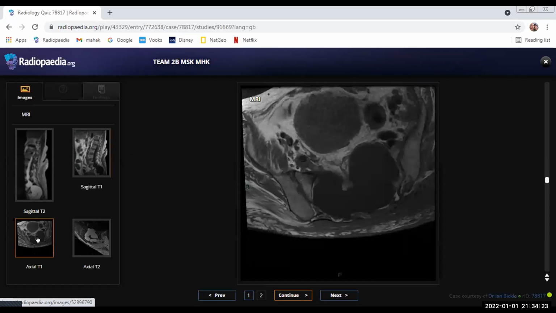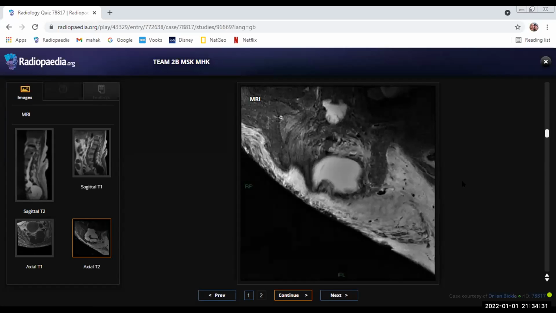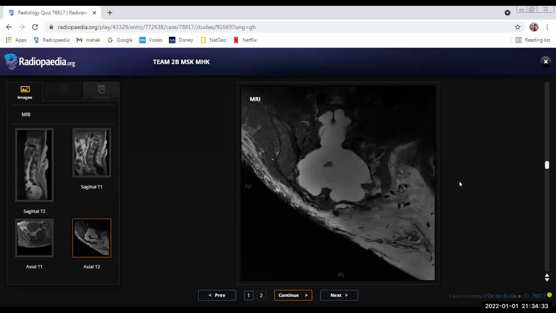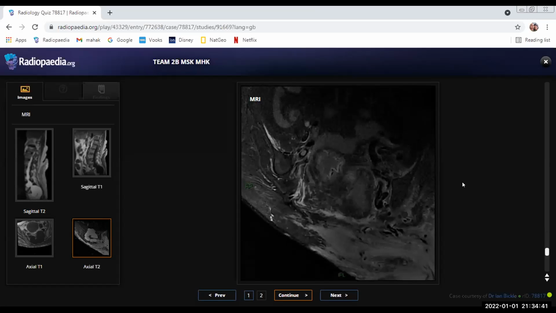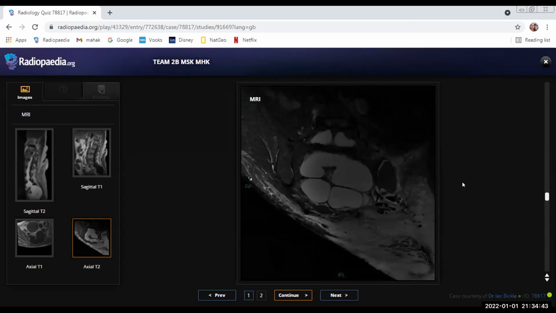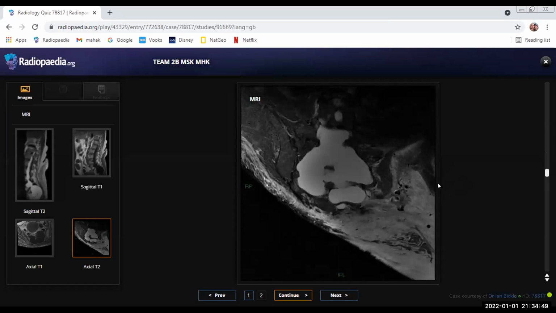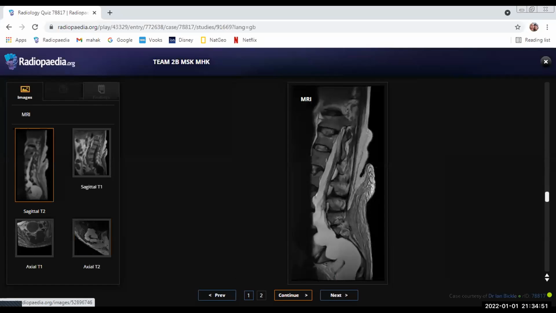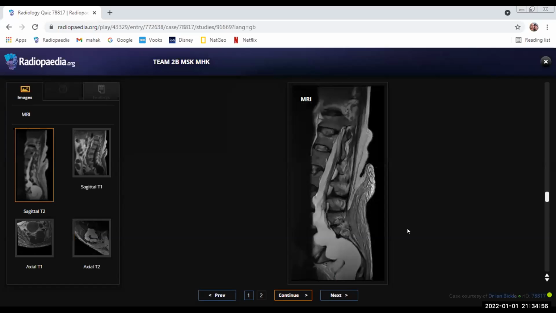with cauda equina morphology. I'm looking at the axial images. Sorry. So in the axial images, again, there is expansion of the spinal canal with a lobulated morphology. I think this is axial, or is this coronal? I guess this is coronal. Yeah, this is coronal. So basically, I'll go back to the sagittal T2.